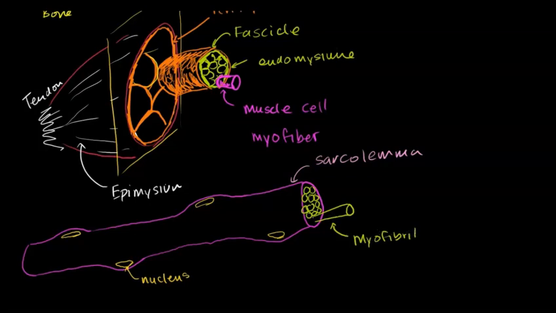Myofibril. And if you were to look at this under a light microscope, you'll see it has little striations on it. So the striations would look something like that, like that, like that. And then there'll be little thin ones like that, like that. And inside of these myofibrils is where we'll find our myosin and actin filaments.